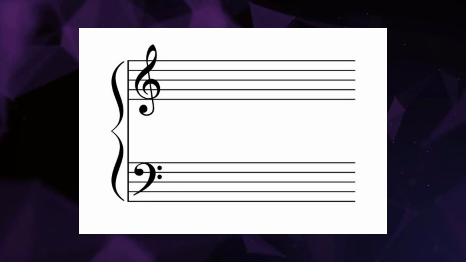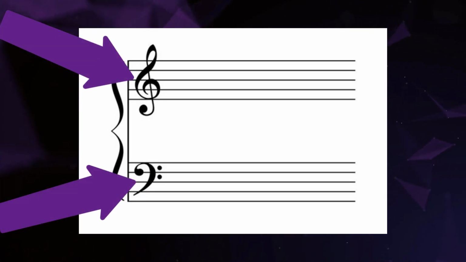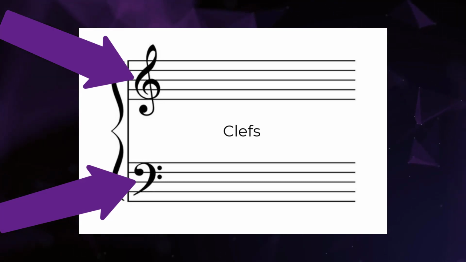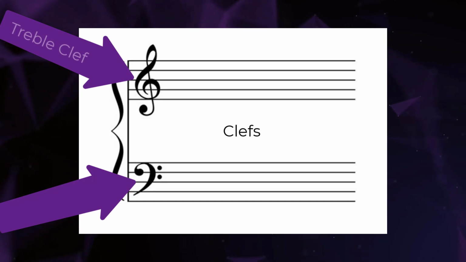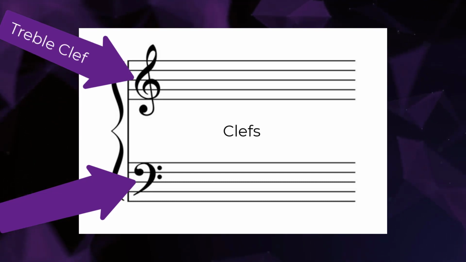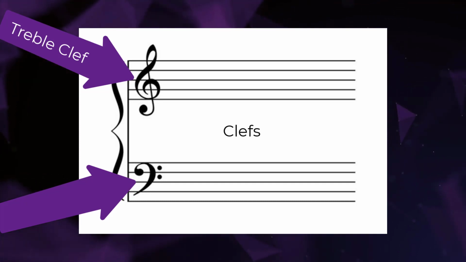On top of the staff, several things are placed. First of which are these symbols, called clefs. The clef indicates the range you should be playing in when reading. The treble clef, known as the G clef, indicates higher pitches, the notes of which being above middle C on the piano.